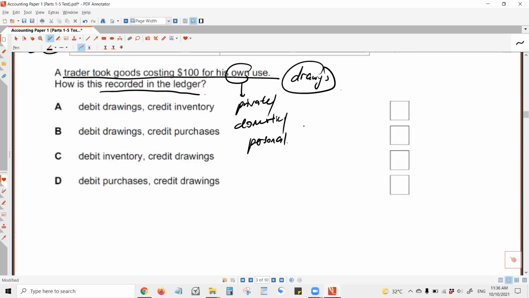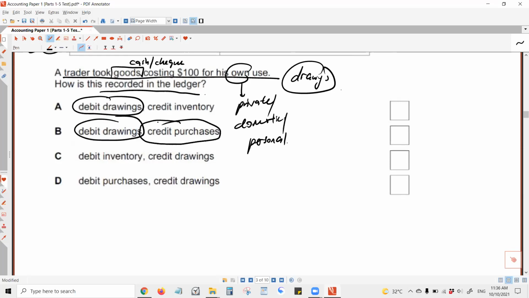You can take anything out of the business for personal use because we are the owner. It can be goods, it can be money, cash or check. Here it is about goods. We should debit drawings, then credit purchases. A common mistake made by students is to credit goods or inventory, which is wrong. Answer is B.